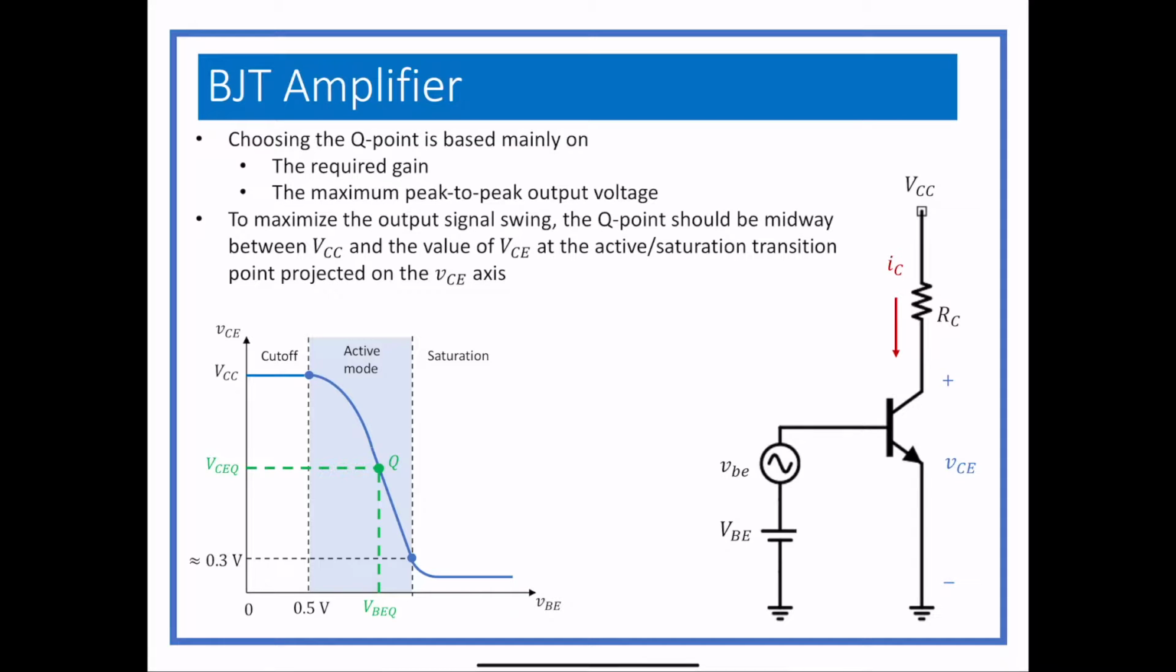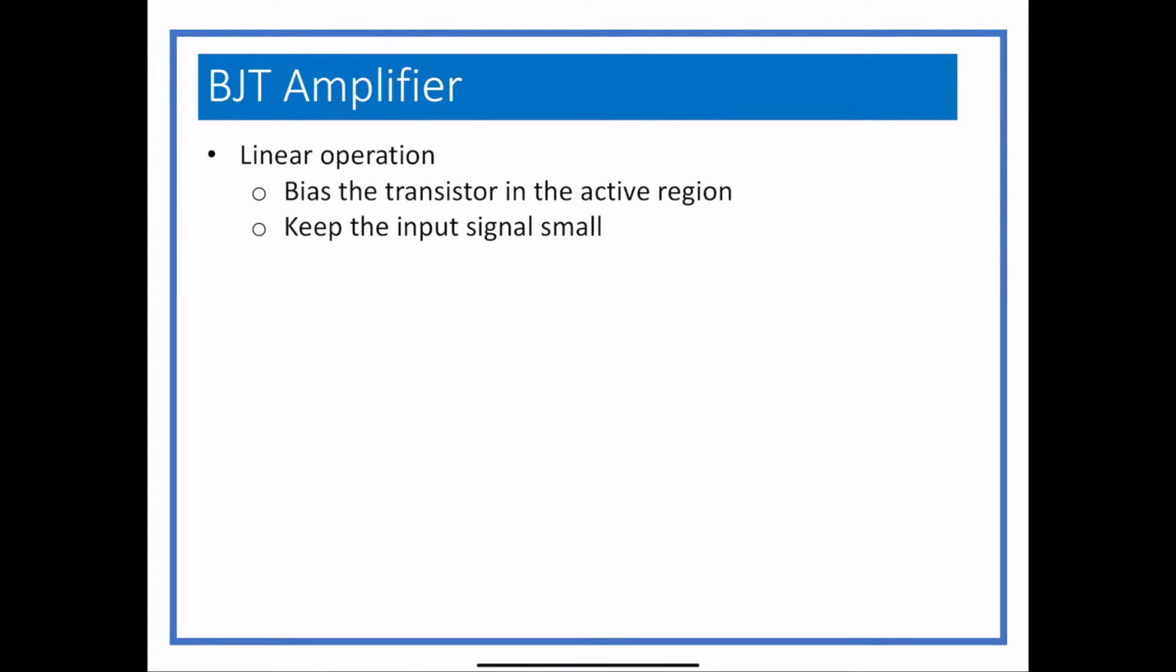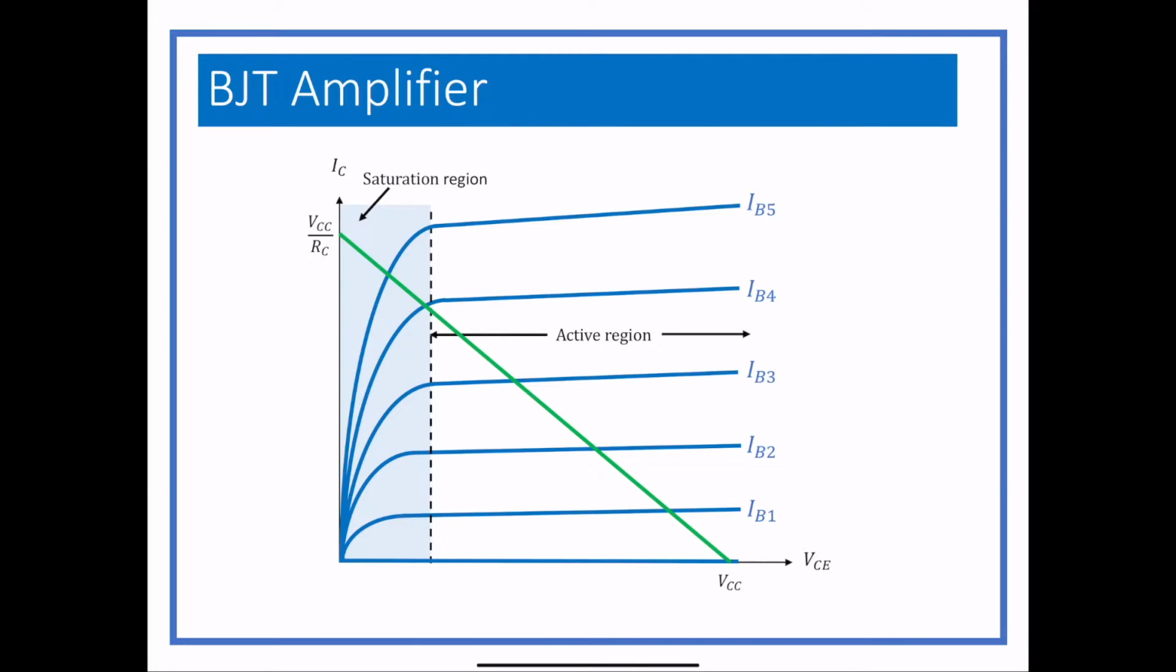In order to have linear operation, we have to keep the transistor in the active region. We have to keep the input signal small, and then we get the AC small signal parameters for the model from the DC Q point. That's just like the same thing we did with MOSFETs. We had to find the drain current, and we needed to figure out what gm was, and once we knew the transconductance, we just took that and put it in the model for whatever value that would be. So we can also look at the traces with the base curve, what do you call those?